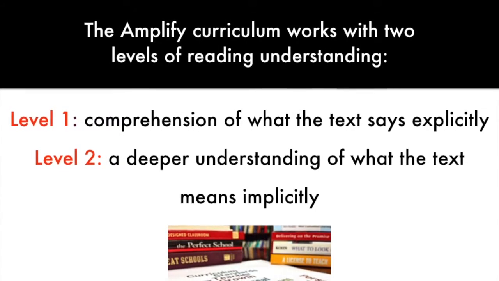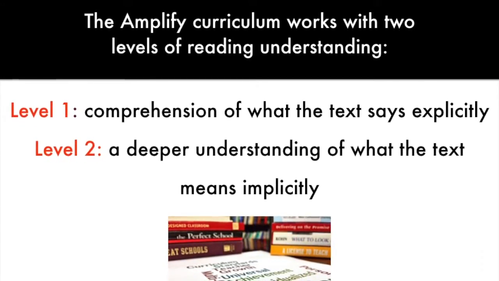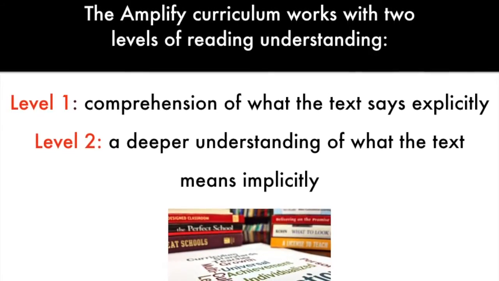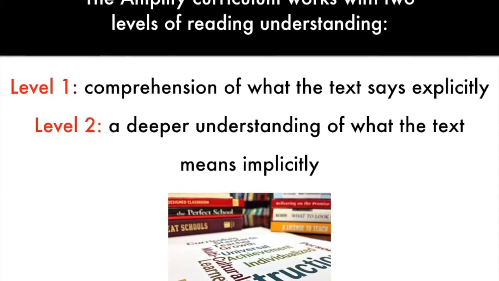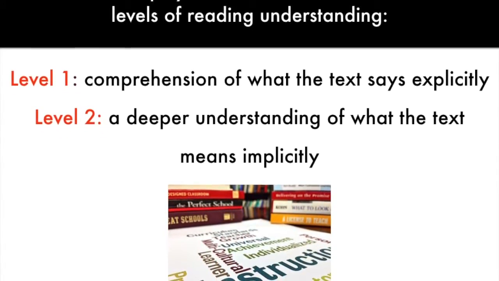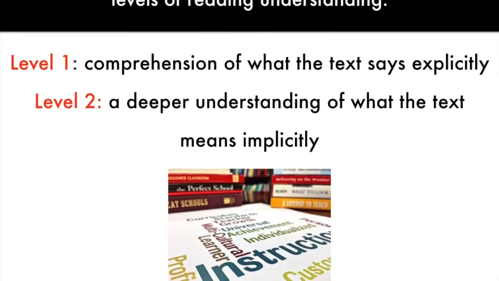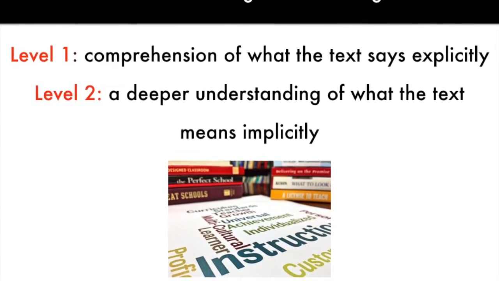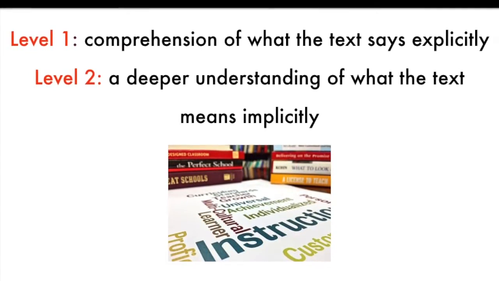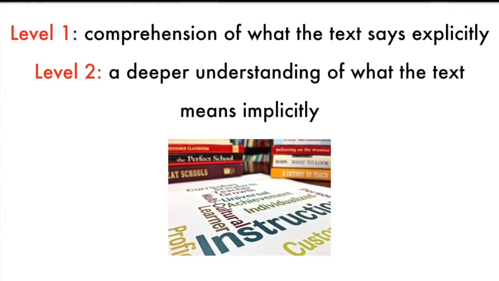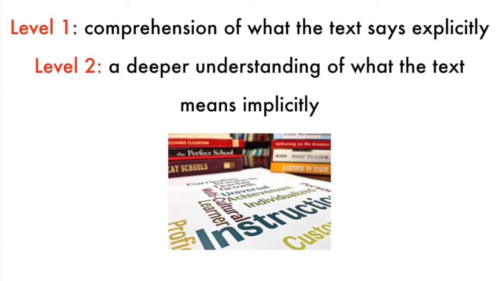Amplify distinguishes between understanding the reading and the analytical cycle in a few ways. Students are often able to proceed through the analytical cycle with only a partial understanding of the larger text. Indeed, students need to keep practicing these analytical skills so they can continue to work with the text and develop the skills needed to have this understanding. The Amplify curriculum works with 2 levels of understanding. Level 1, comprehension of what the text says explicitly. Level 2, a deeper understanding of what the text means implicitly.